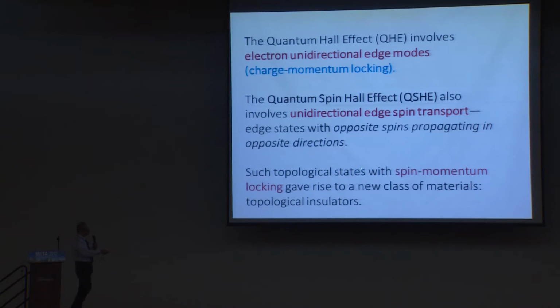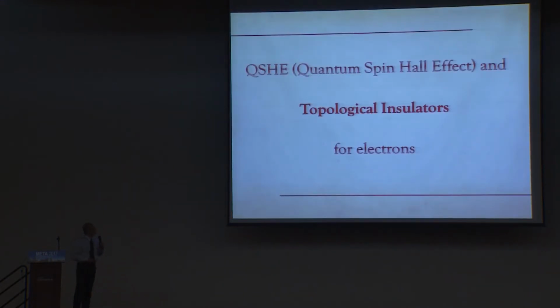These topological states with spin momentum lock-in gave rise to a new class of materials which are very trendy now, called topological insulators. Indeed, I'll be talking essentially about the optical analog of topological insulators. So this is quantum spin Hall effect and topological insulators for electrons first, before we go into the optical analog.